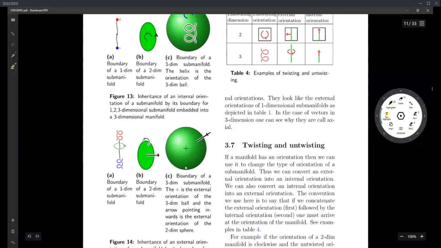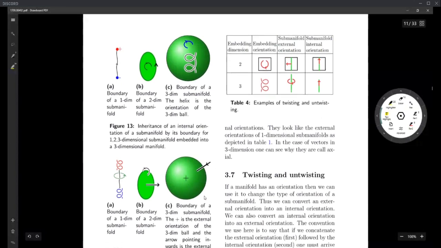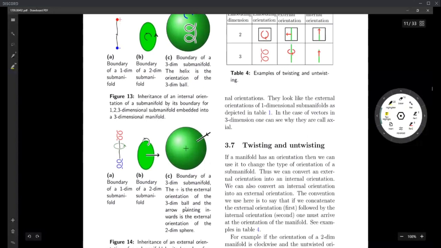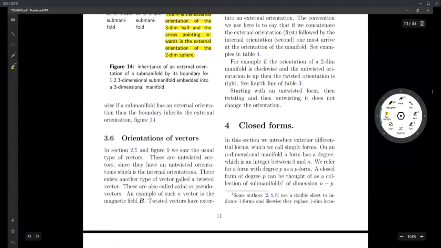So this also follows the same way. And the boundary of a three-dimensional manifold right there, you have it pointing inside. The plus is within, which is the external orientation of the three-dimensional ball right here, and the arrow is pointing inwards, the external orientation of the two-dimensional sphere, which is within. So yeah, orientation of vectors.